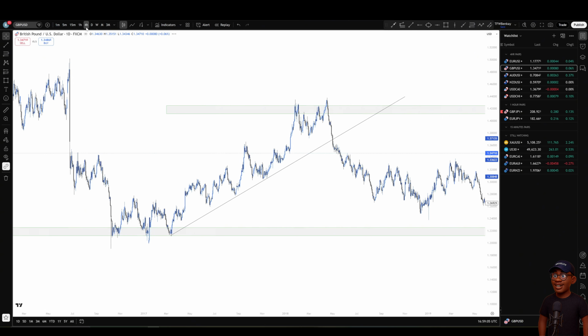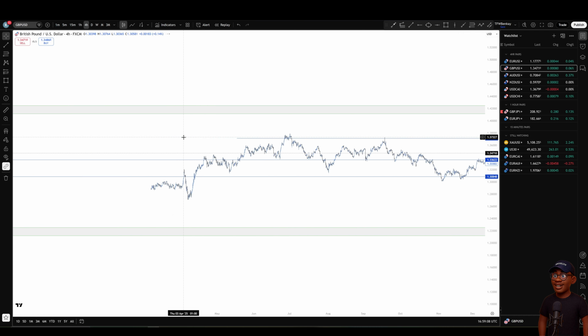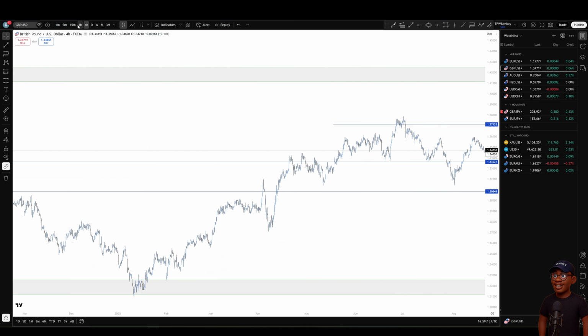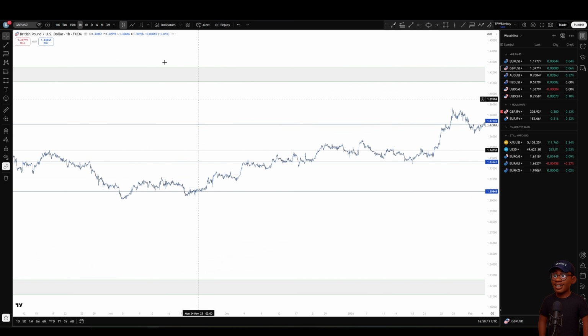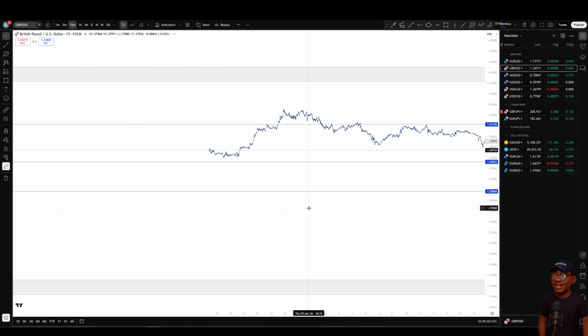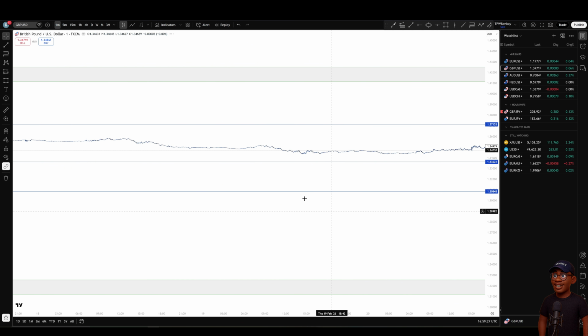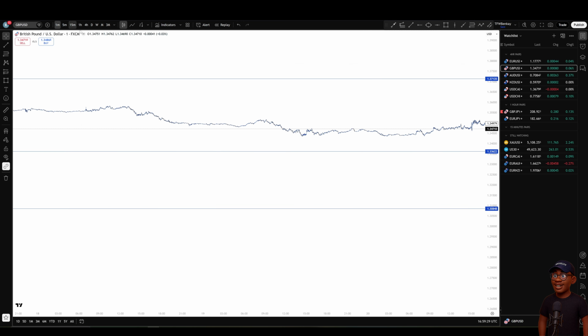So on the 4-hour time frame, let's see how it looks. This is how it looks. The candles become smaller and smaller as we descend down the time frames. The 1-hour time frame, the 15 minutes, the 5 minutes, very small, and the 1 minute time frame. So these time frames, from the 4-hour, 1 hour, 15 minutes, 5 minutes, and 1 minute, are the time frames that I take my trade entries.